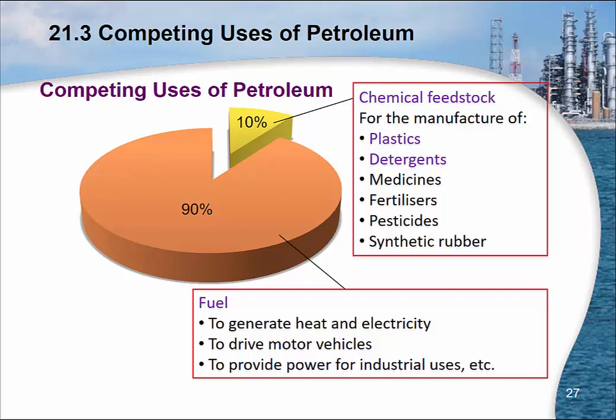Now, if you look at this chart here, you realize this pie chart shows that 90% of the petroleum is being used as fuel. In fact, they will burn away. 90% of all the petroleum you dig from the ground actually burns away. They are used to generate heat and electricity, to drive motor vehicles, to provide power for industrial use and so on, even in the power plants. And then 10% is a chemical feedstock. For example, making plastic, detergent, medicine, fertilizer, and synthetic rubber and so on. Why do they call it synthetic rubber? Because real rubber is actually made from rubber trees. So actually, this is a synthetic rubber.